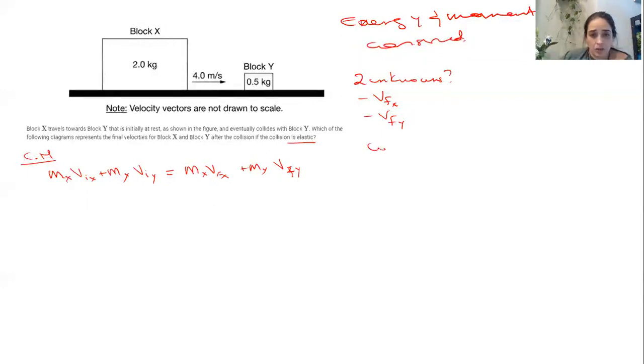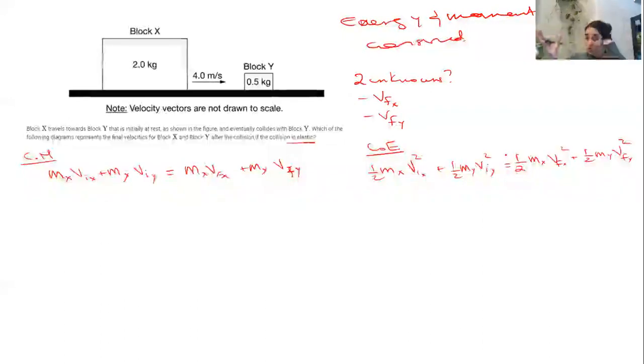And then now let's set up our equation for conservation of energy. Right, so the kinetic energy from box X. We'd have 1/2 m v initial squared plus 1/2 m v initial squared. You guys can see really quickly how this is going to get really messy, so you have to be really careful when we're doing a problem like this. So 1/2 m_x v final x squared plus 1/2 m_y v final y squared.